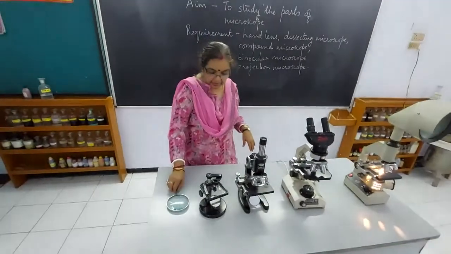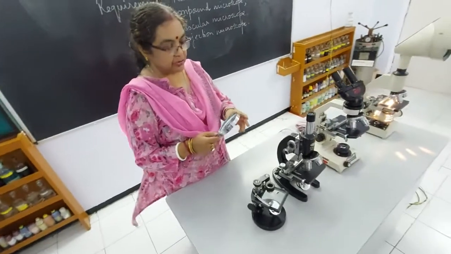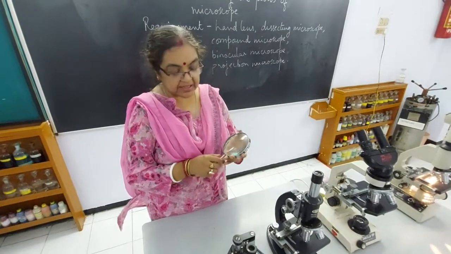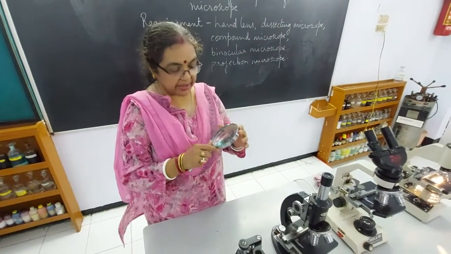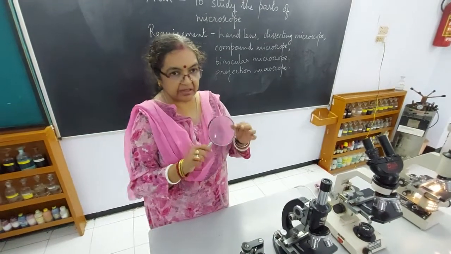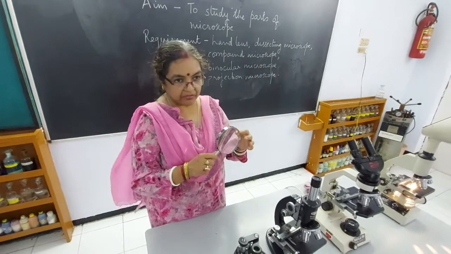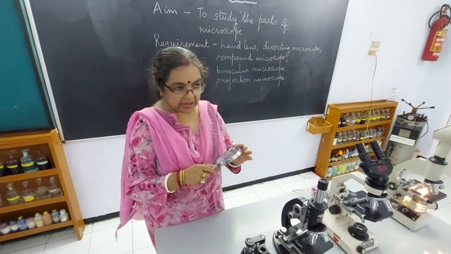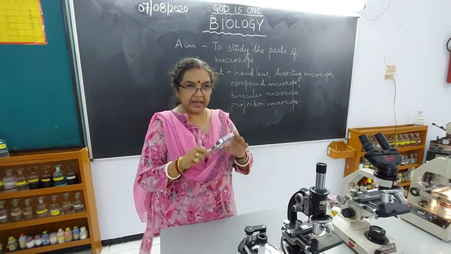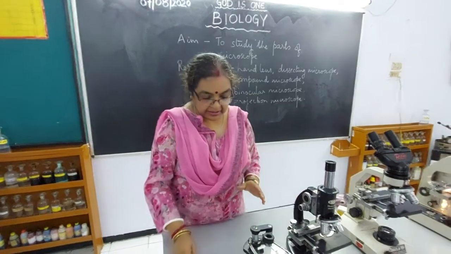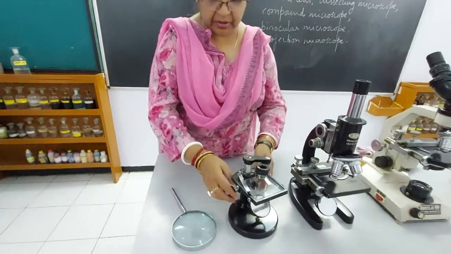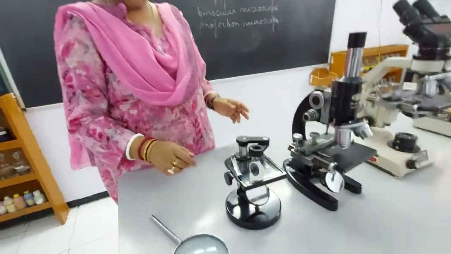Now the most simple, very easy to use and very cheap is the hand lens. In this hand lens there is a frame which is made of metal and there is a handle to hold it, and inside there is a biconvex lens, and it is quite a good lens. The maximum enlargement that we can make is 10x, or 10 times. So preliminarily we can use this. In your dissection box also you get this type of hand lens.